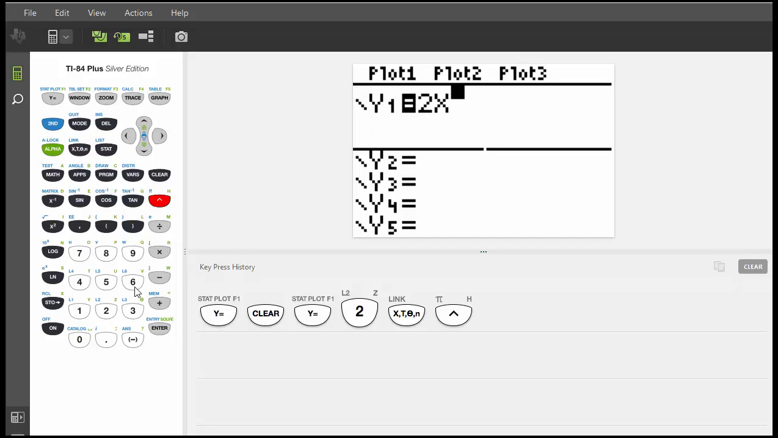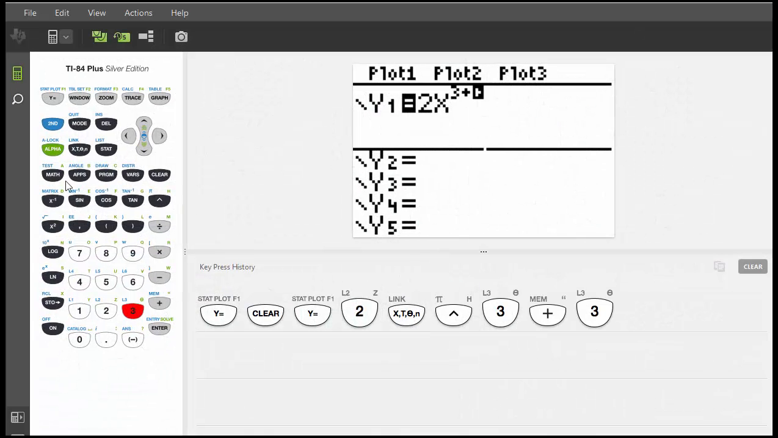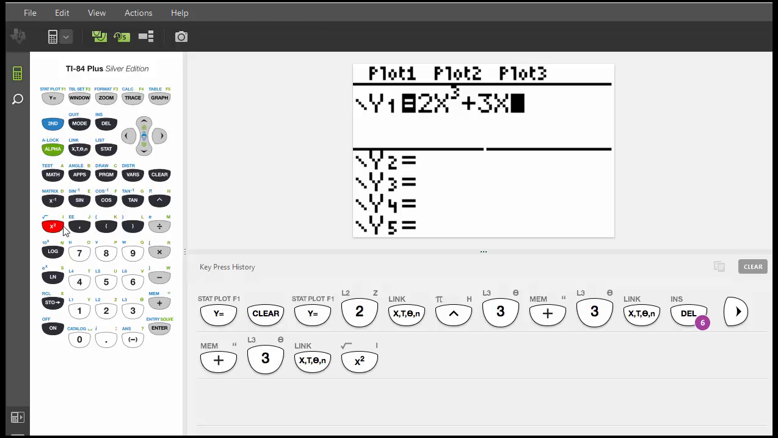2x cubed. Was it plus or minus? Plus 3x squared minus 36x. So plus 3x. Whoops. Oh, I hate it when I do that. Delete. Oh man, that drives me nuts. And is it gone? Let's try it. Oh, delete. And then over. Plus 3x squared. Silly me. 3x squared. And then plus 36. Was it plus or minus 36x? Getting old. Minus 36x. I'm glad I checked on that.